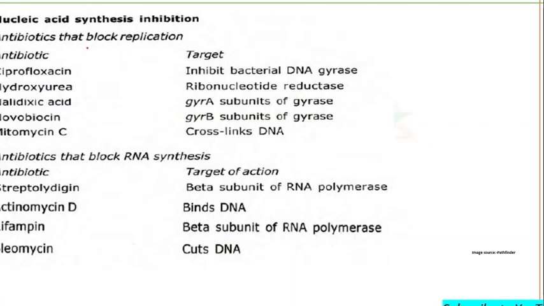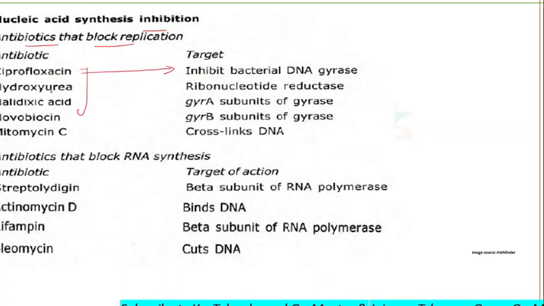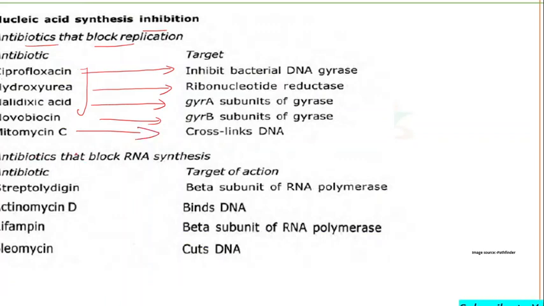Then nucleic acid synthesis inhibition. Here are antibiotics that block replication. I think I have covered some of these during my replication lecture as well. Ciprofloxacin inhibits bacterial DNA gyrase, hydroxyurea inhibits ribonucleotide reductase, nalidixic acid targets the A subunit of gyrase, novobiocin targets the B subunit of gyrase, and mitomycin C crosslinks DNA.